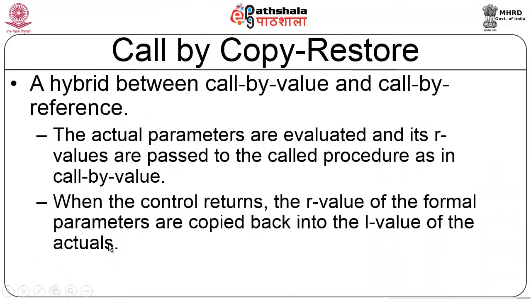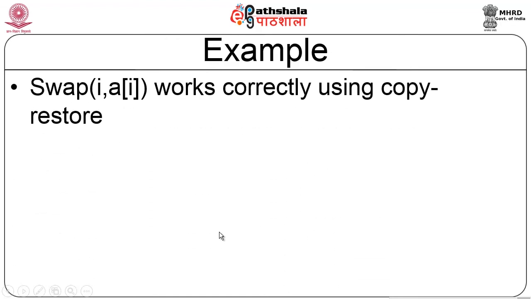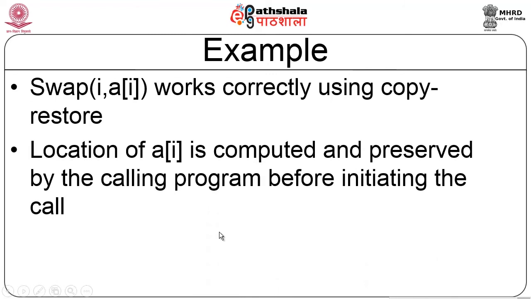Okay. The third one is called call by copy restore. It's a hybrid between call by value and call by reference. Okay. The actual parameters are evaluated and their R values are passed to the called procedure as in call by value. When the control returns, the R values of the formal parameters are copied back into the L values of the actuals. So this is what is different from call by reference. So this is the example, swap I of a comma I works correctly using copy restore, because a of I is anyway going to be an address computation, okay, that is passed to I. So this is copy restore's example and is typically used by Fortran.